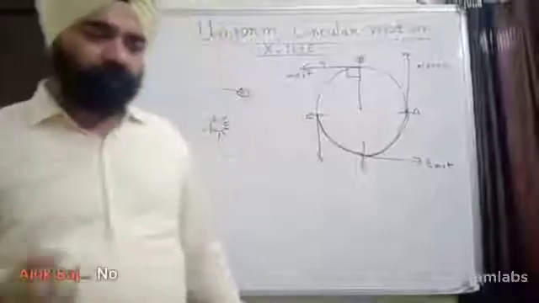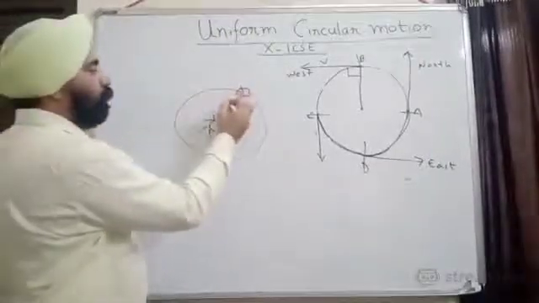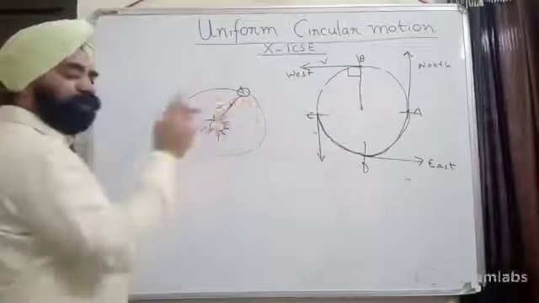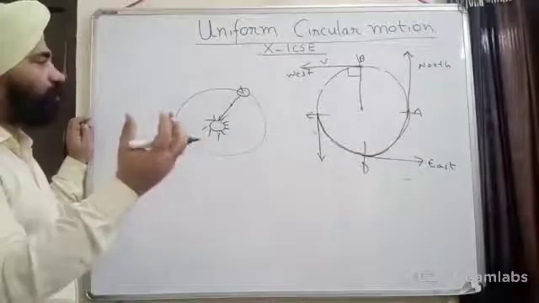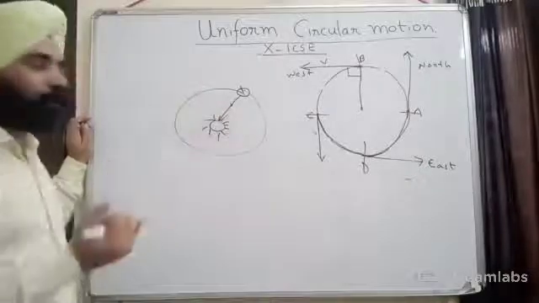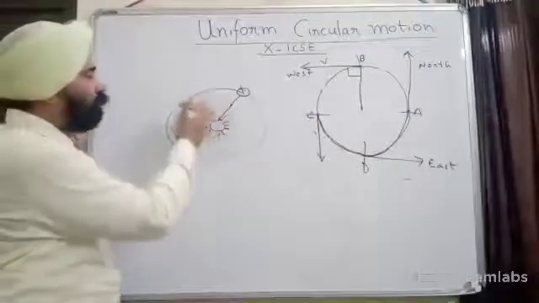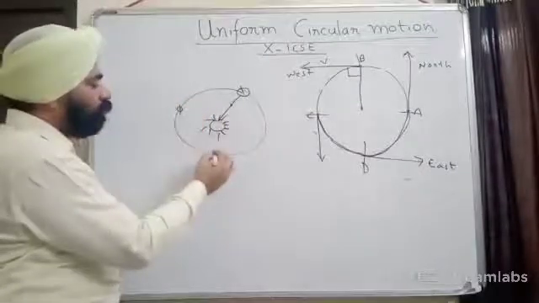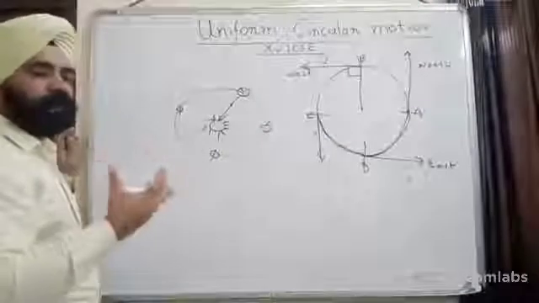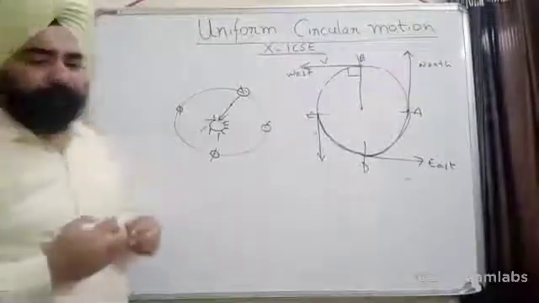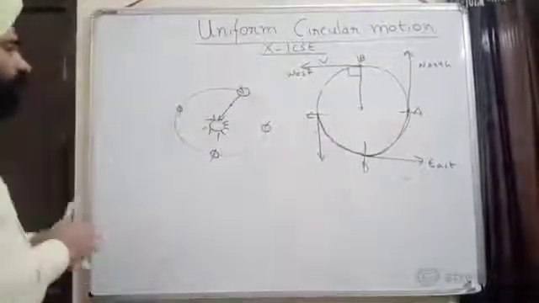So the gravitational force is the centripetal force. The earth is constantly pulled towards the center along the radius, which means it's the centripetal force. So the earth keeps on going around the sun in uniform circular motion. Clear, everybody? Now we are in time. 6 minutes to go, and this is the last.